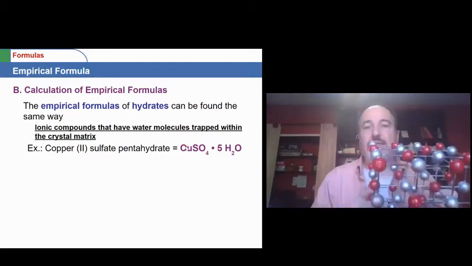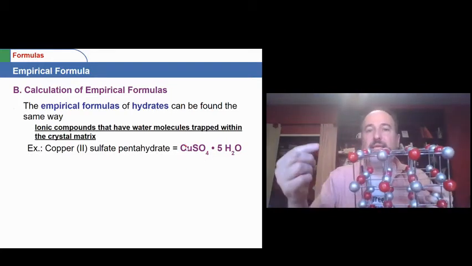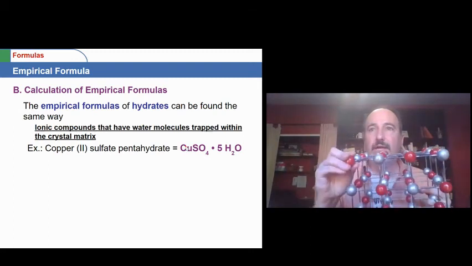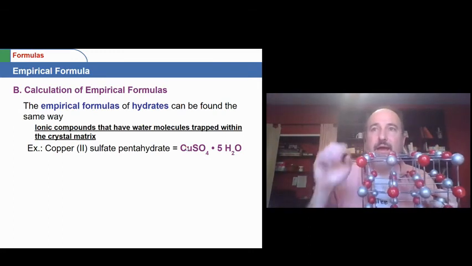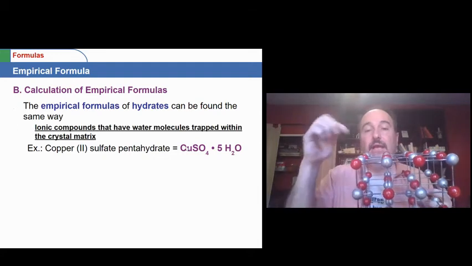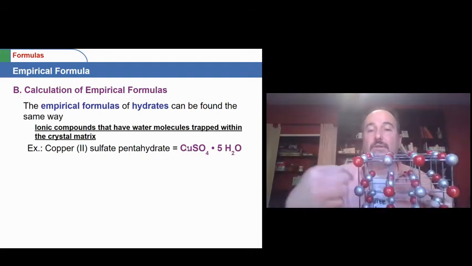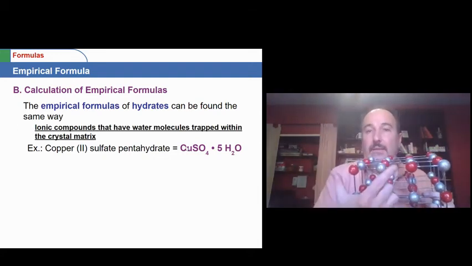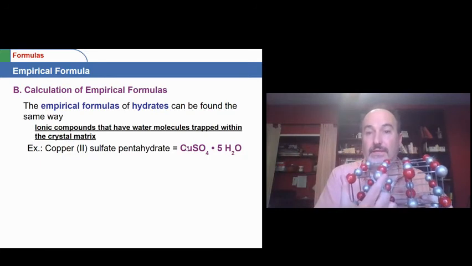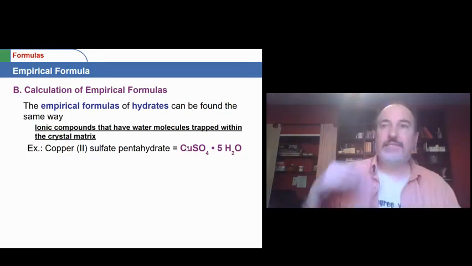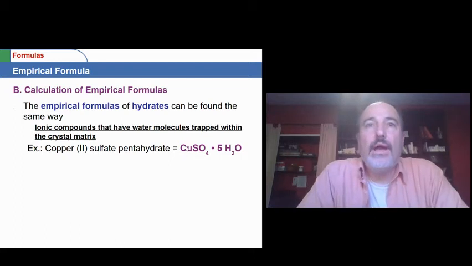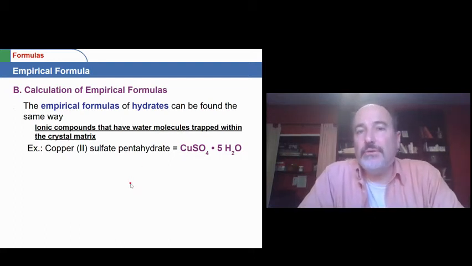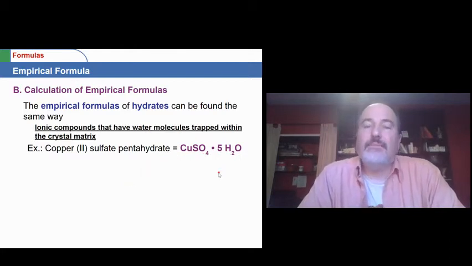So in this case, imagine, if you will, let's say here's copper and this is the sulfate ion, SO4. Since it's a pentahydrate, you would have 5 water molecules for every copper sulfate. And that's why it's a pentahydrate. Well, the procedure I'm about to show you will show you how to figure out what this formula is if you know the percentage of the compound that's water.